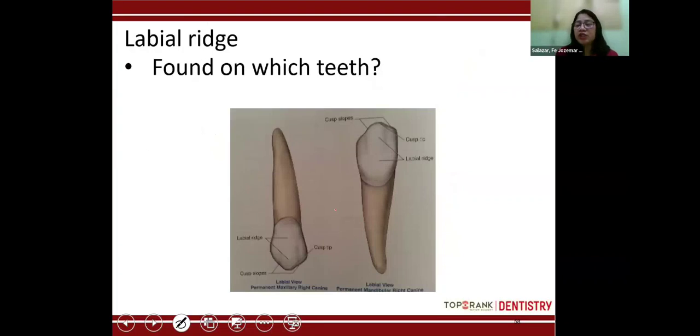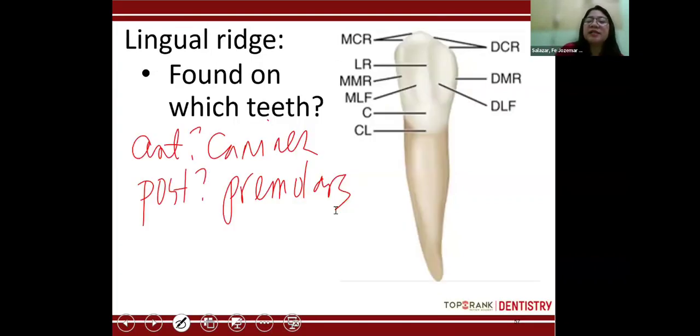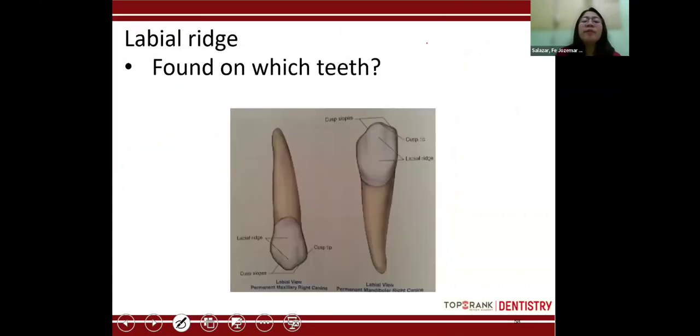Okay, labial ridge. Okay, so ang lingual ridge, it runs cervico-incisally or cervico-occlusally. Yan. How about a labial ridge? Saan natin makikita ang labial ridge? The term labial tells you that it is on an anterior tooth. So yes, it is also on canines. Okay? Also cervically to incisally. Okay? So that's a labial ridge. Again, it is more prominent on a maxillary canine than on a mandibular canine.